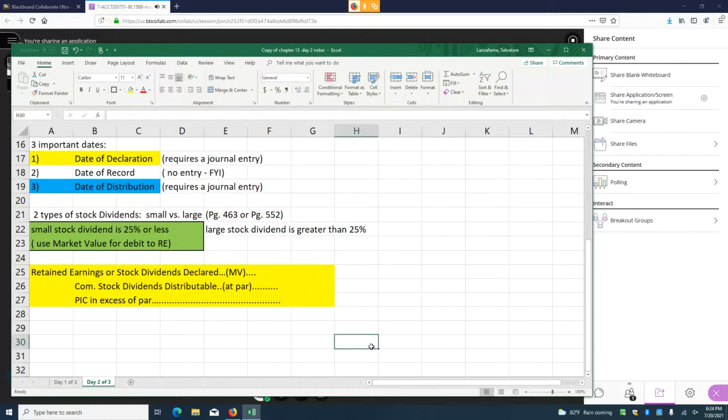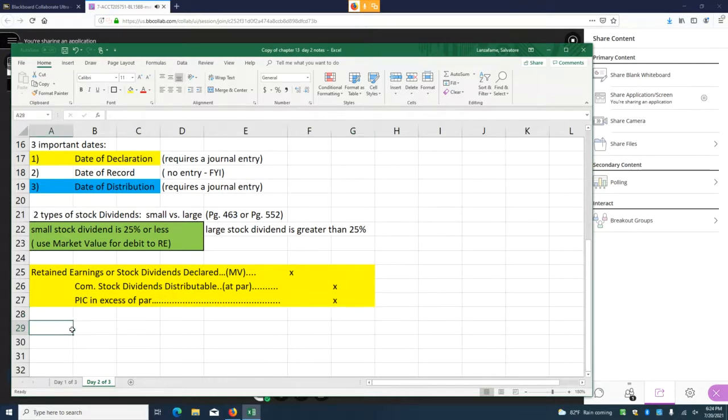So when you go to do a stock dividend and it happens to be a small stock dividend, you will end up with 3 moves in this journal entry, and your debit will equal the total of your 2 credits. That's what the date of declaration looks like when you have a small stock dividend. There is no journal entry on the date of record.